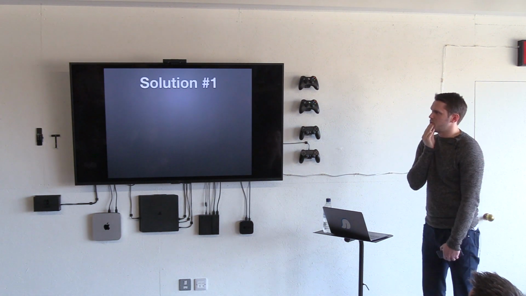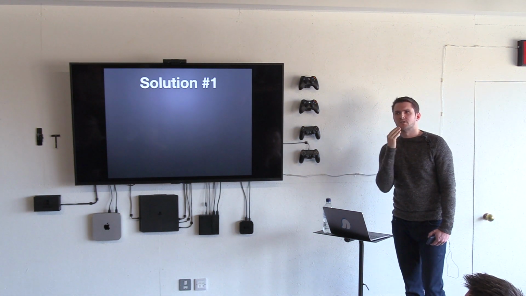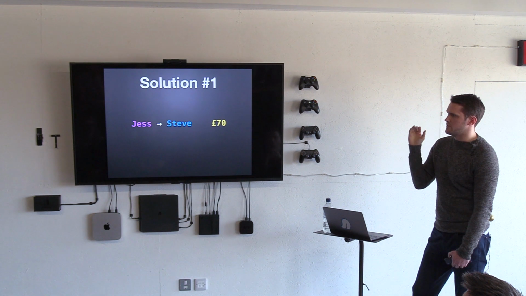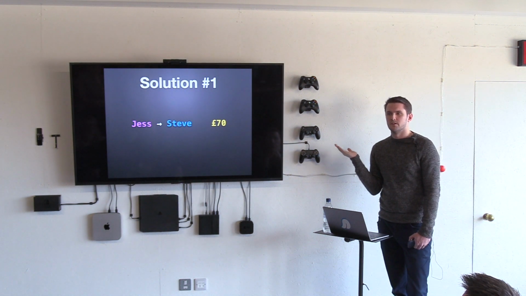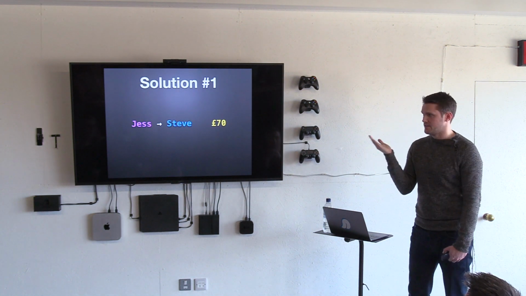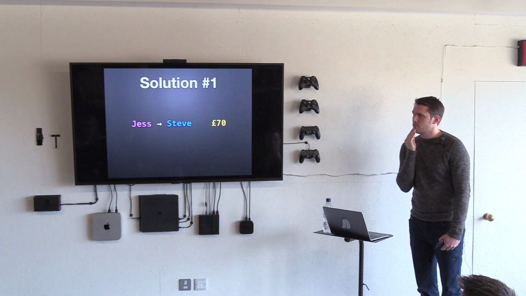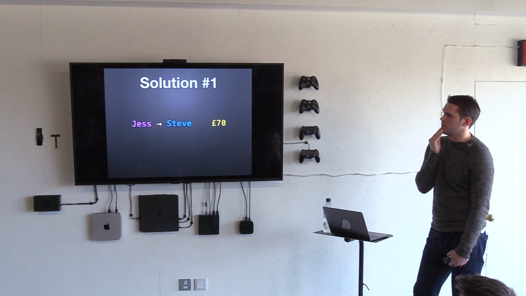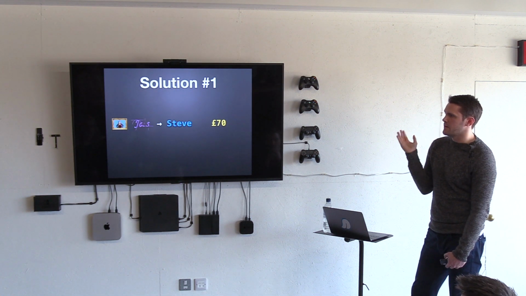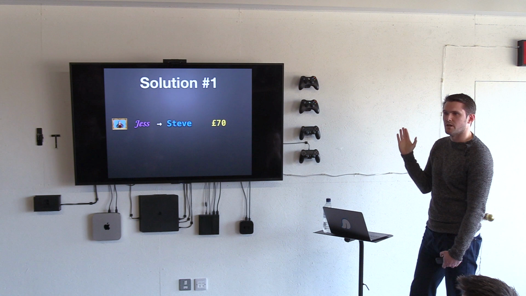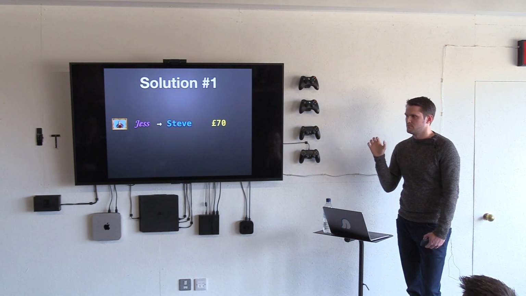Okay, so let's think about the first problem. Our first problem was, how do we make sure that we don't get people putting bogus transactions into our ledger? So when we see something like Jess pays Steve £70, we need to know that Jess is the one that has added that transaction. If this were real life, one way we might do this with a checkbook is for Jess to come along and actually sign her name in handwriting that is unmistakably her own, and then we can look at it and go, okay, well, that was Jess because the signature checks out.